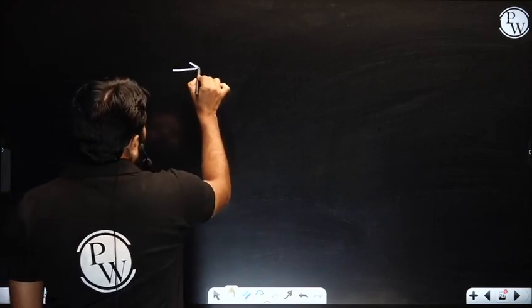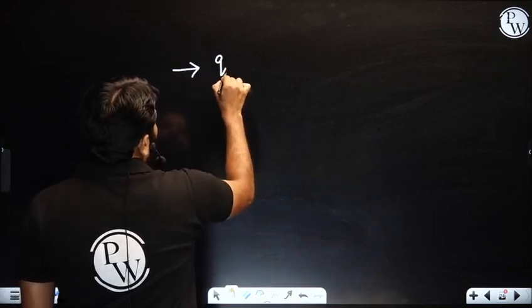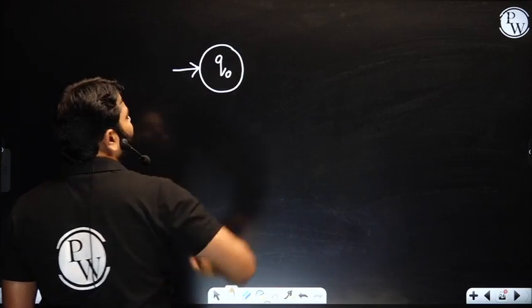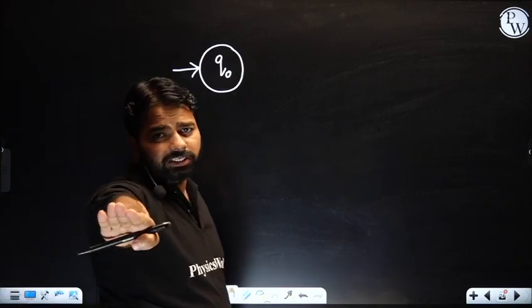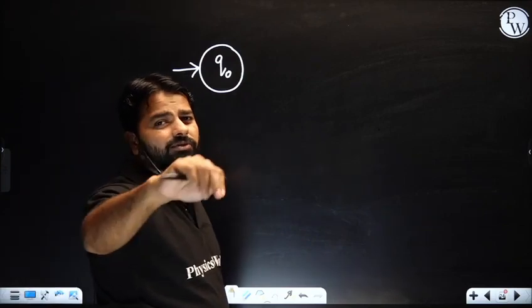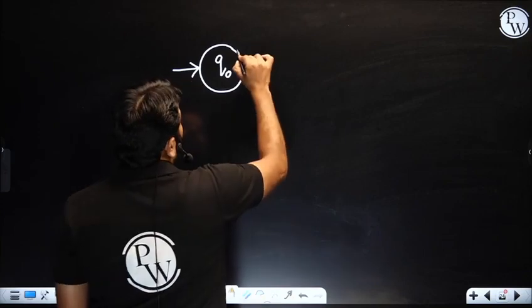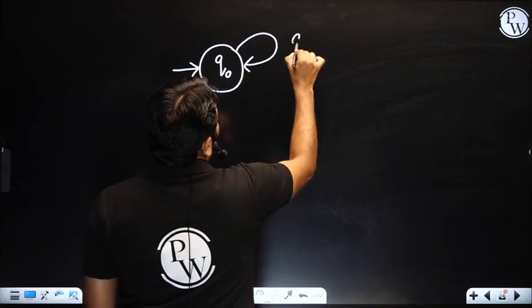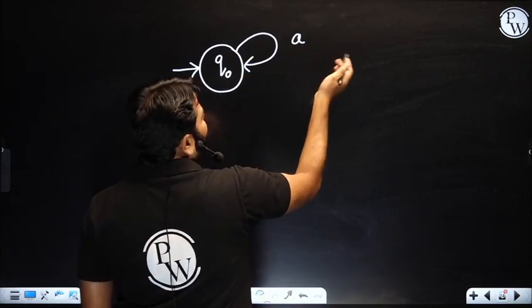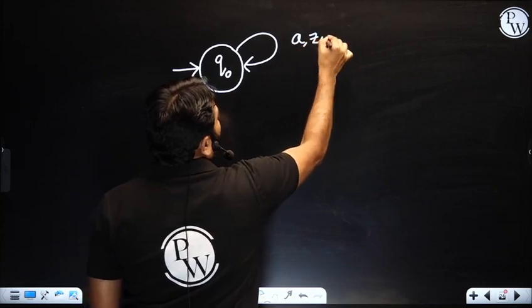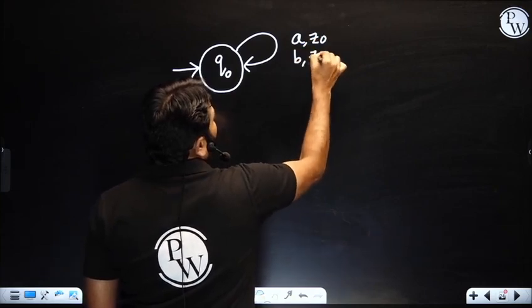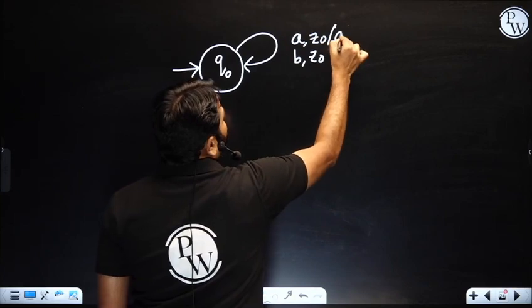Now using these four cases, I'm going to design a machine. Look at that. Q0 is the initial state. Who comes first? We really don't know. But the top of the stack is Z0. When A comes or B comes, we push. That's case one. So I'm just writing here: A might come first, B might come first. We don't know. A comma Z0 or B comma Z0. In these two situations, we push.